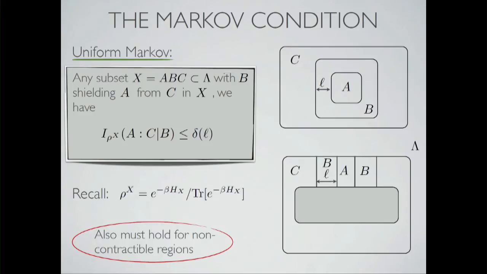And it's important to note that we'll need this condition to hold also for non-contractible regions. So these 3 regions are contractible to a point, whereas this region is not contractible to a point. It's only contractible to a ring, especially if you put this on a torus.